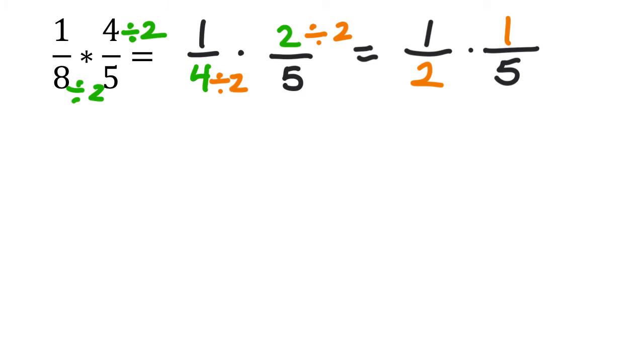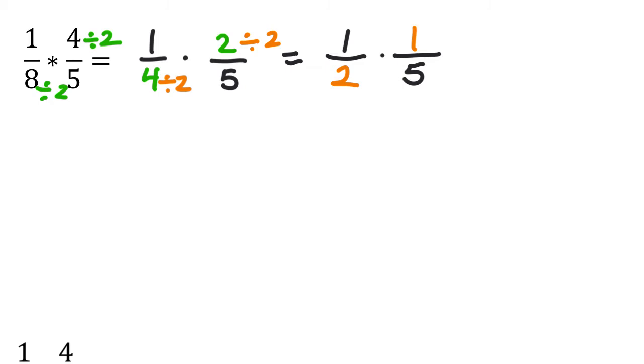All right, so this created the fractions that are now much more simplified. And at this point, I don't see anything that can be cross-simplified. So what I would do then is go back and say, let's go ahead and multiply our numerators and denominators here.